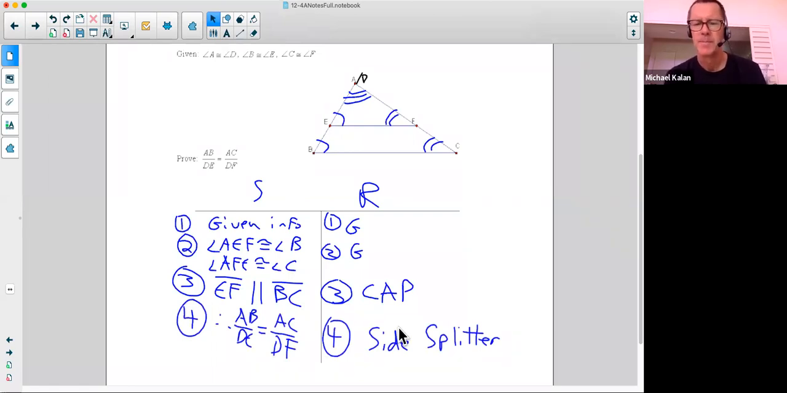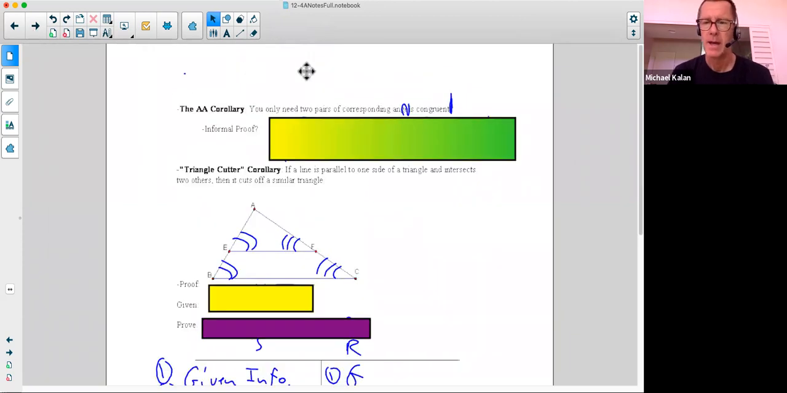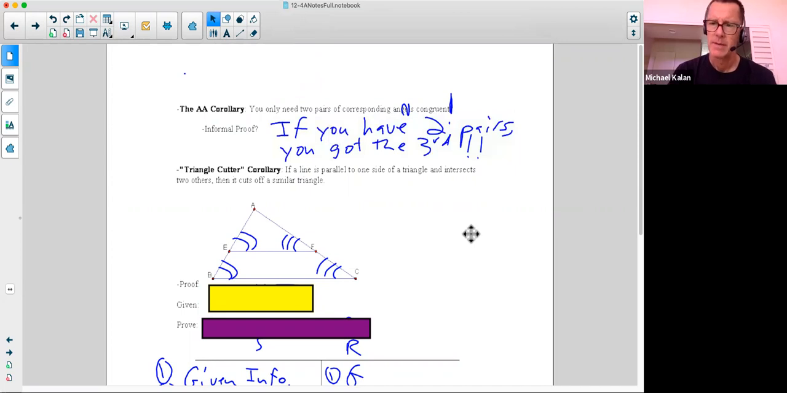Remember side splitter? If you don't, go back and take a look at it because it's important. And then we have the AA corollary, which basically says you only need two pairs of corresponding angles congruent to have similarity. I'm sure if you think about it for about 3 seconds, you would know why. If you have two pairs, don't you have the third? If two pairs of angles in two triangles are congruent, the third angles have to be congruent too, because both triangles have angles adding up to the same thing, 180.